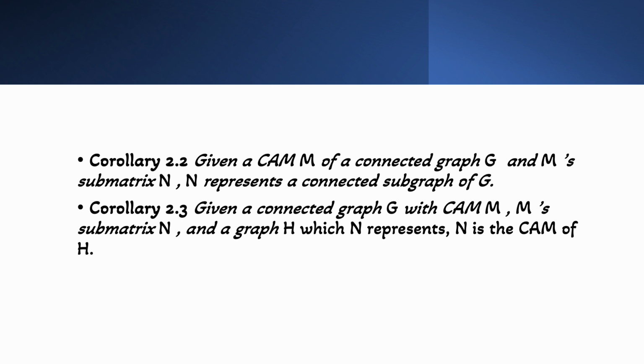Corollary 2.2 states that given a CAM M of a connected graph G and M's submatrix N, N represents a connected subgraph of G. And corollary 2.3 states that given a connected graph G with CAM M, M's submatrix N, and a graph H which N represents, N is the CAM of H.